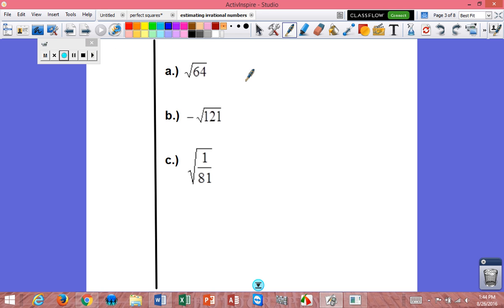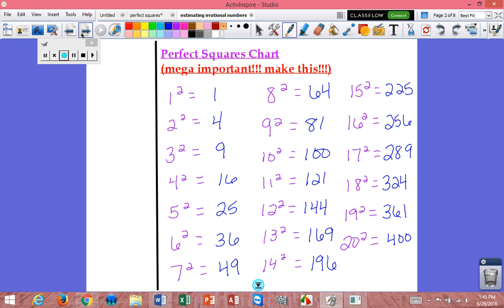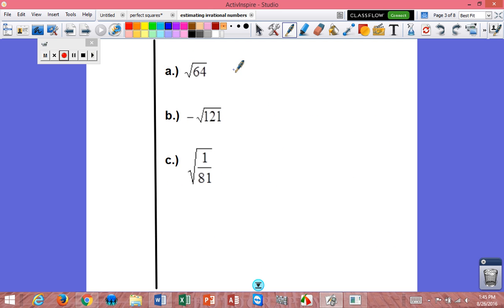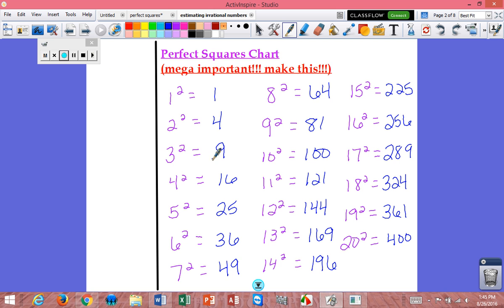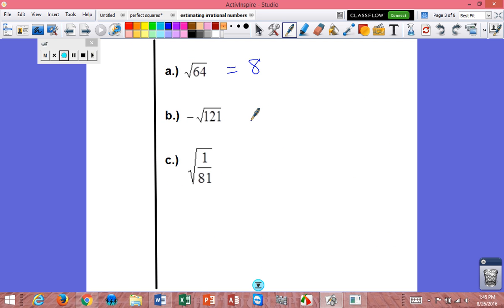Okay. Let's do a few examples. Letter A says we want the square root of 64. Well, if you don't already have that memorized, you can check your chart and you can see that the square root of 64 would be 8. Okay, letter B wants the negative square root of 121. Again, on your chart, you can see that 11 squared is 121. So the square root would be 11, and here it specifies it wants the negative one. So negative 11.